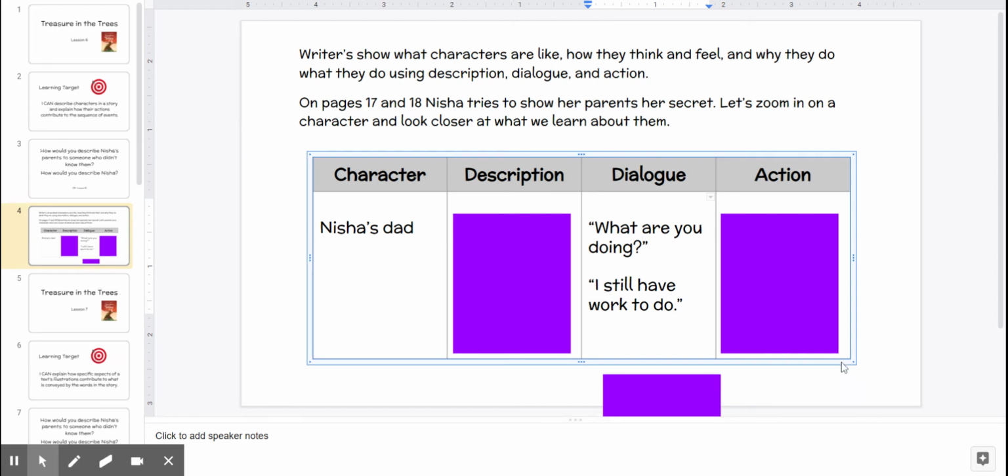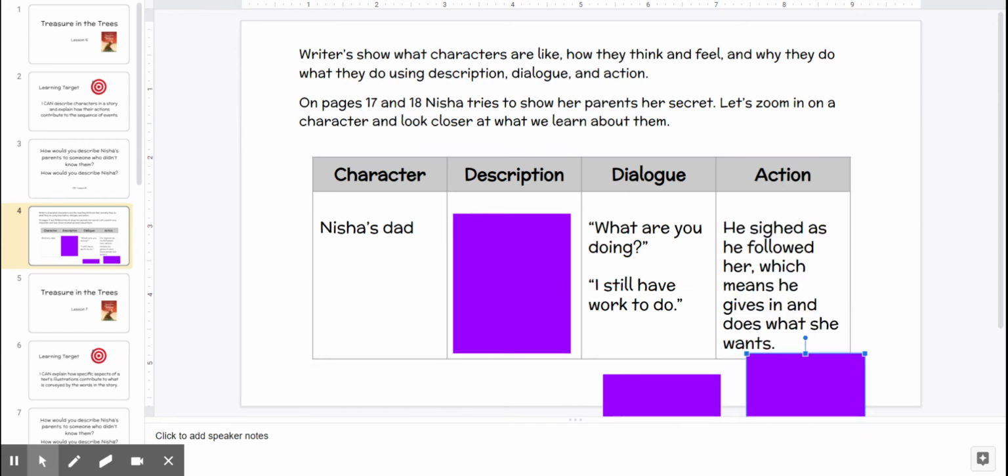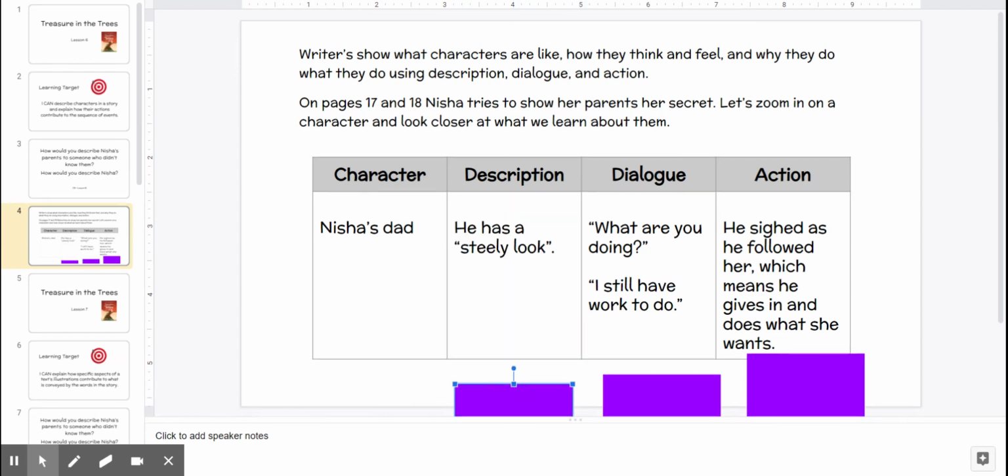What does he actually end up doing? Right? In the story, it shows us he sighs after he says that, but he follows her. So that means he kind of gives in and he does what she wants, a little reluctantly, but he follows along, right? So he goes with her. It also describes him in the story on page 16, right? It describes him as having steely eyes or a steely look.